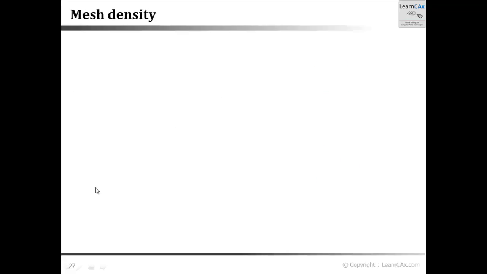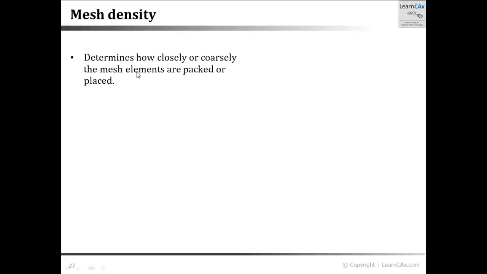Now there is a term called mesh density, which determines how closely or coarsely the mesh elements are packed or placed. Because we have to vary the mesh size in different regions of the CFD space, in regions where the flow is very close to the wall, we have to keep a very fine mesh, so that the triangles and quadrilaterals and other shapes are packed together closely in order to capture the boundary layer.